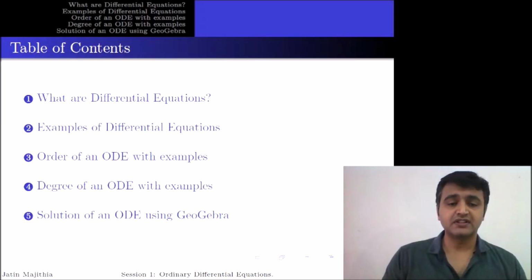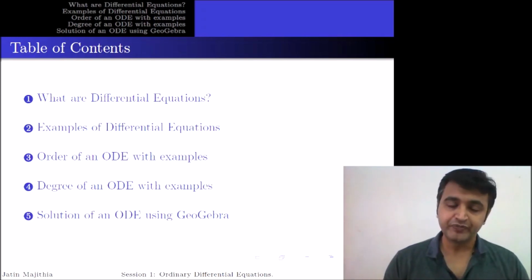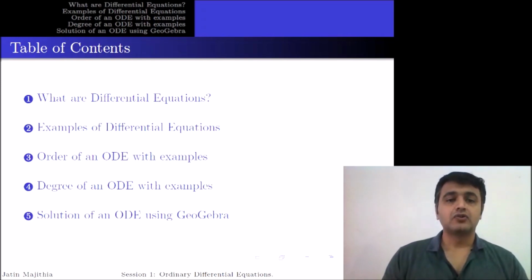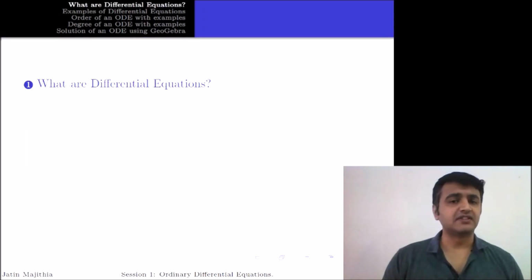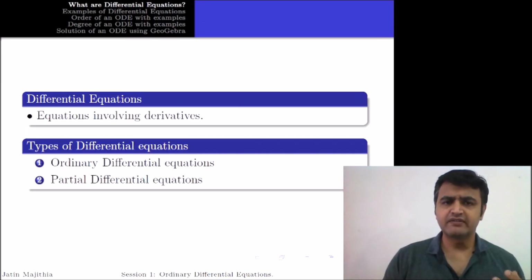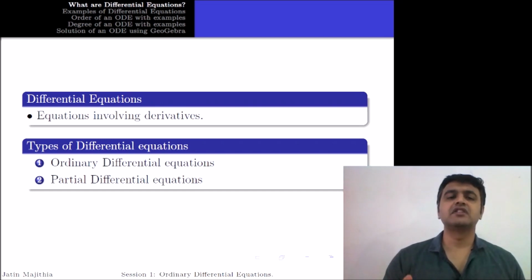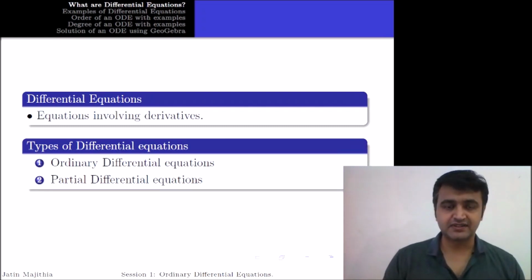Today we are going to discuss the following topics: what are differential equations, then we will see examples, order, degree and solution of a differential equation. So let's start. What are differential equations? If I want to say it in very simple language, differential equations are equations that involve derivatives. Till now we have seen equations involving variables, say x, y and z and so on. Now we are going to see equations that involve derivatives. Such equations are called differential equations.